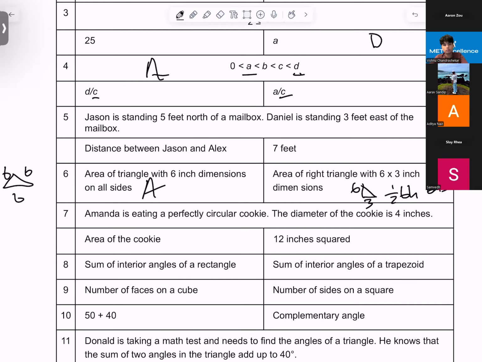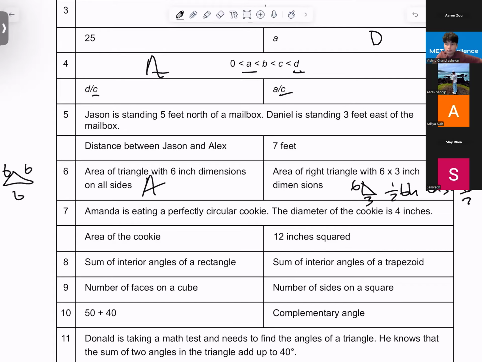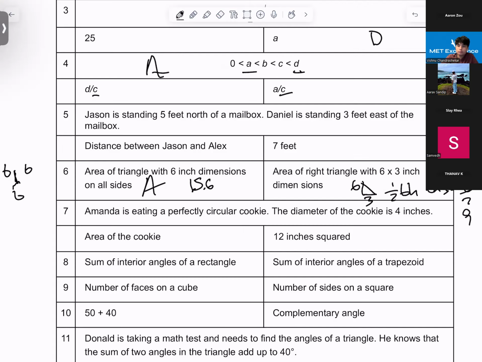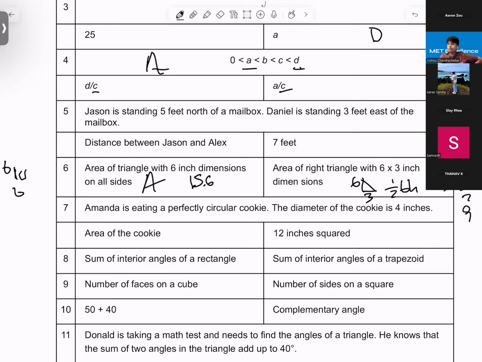Hold up. Yeah, 6 times 3 is 18, and half of that is going to be 9. And for the equilateral triangle, it's going to be 15.6 because it's just going to be bigger. Just remember that.